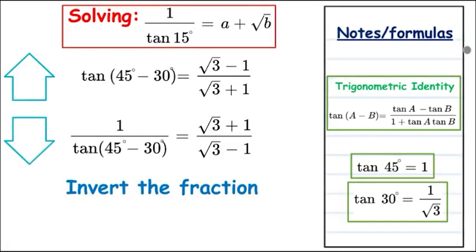Let's recall now that we're looking for 1 over tan of 15 degrees. Tan of 45 minus 30 degrees is just tan of 15 degrees. So we're going to invert this. And when we invert it, you can see the signs just alternate here, but we'll have the same numbers. So 1 over tan of 45 degrees minus 30 degrees is equal to 1 over tan of 15 degrees, which is equal to this result.